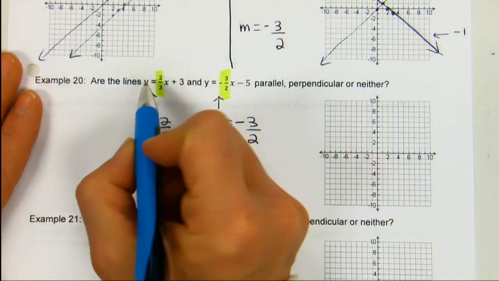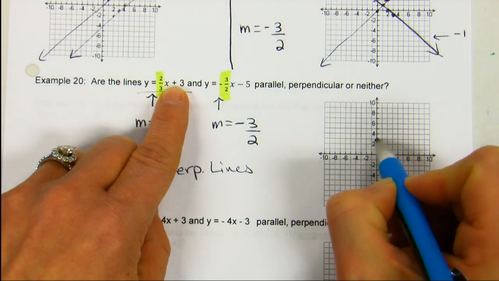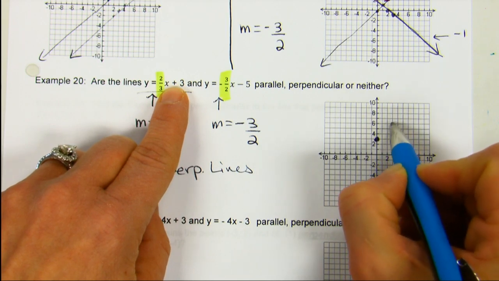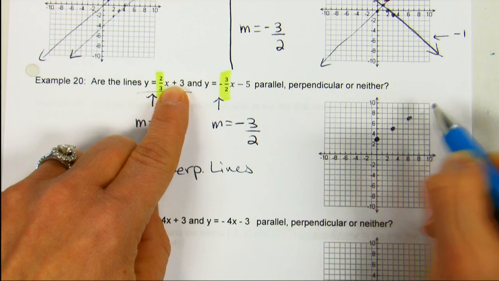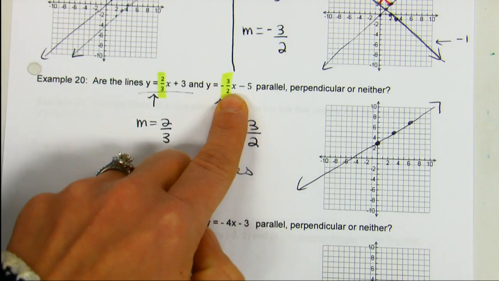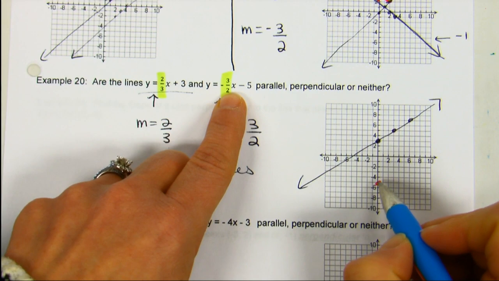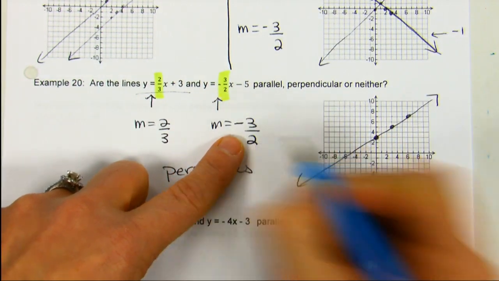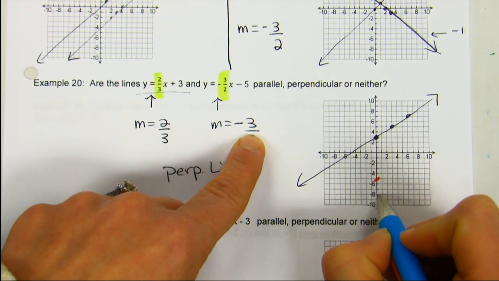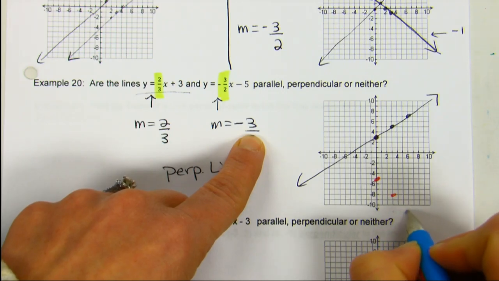You also could graph them. Remember, if I were graphing this line using slope-intercept form, I would plot my first point at 3. And then I could go up 2 and to the right 3. Up 2 and to the right 3. And that gives me that line. I could plot this other line, and I'll do it in red. So I have a negative 5. You could apply that negative to the top or the bottom. I'm going to apply it to the way it looks right now. So I'm going to go down 3 to the right 2. Down 3 to the right 2.